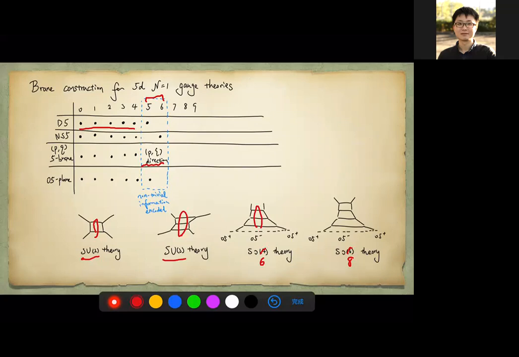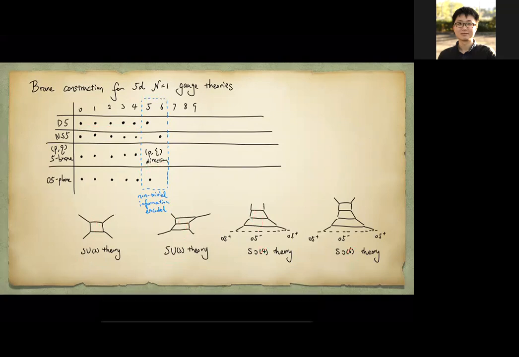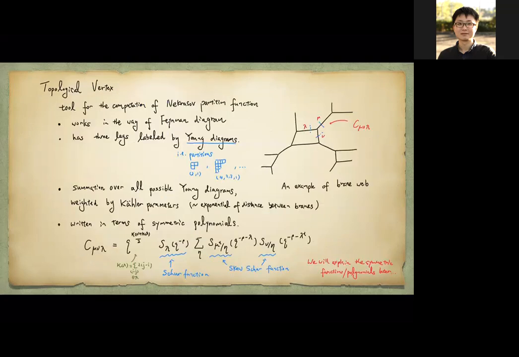I will also explain the diagram for SO odd. We need to do some Higgsing in order to compute the SO odd series in our formalism. And now we go to the review of the topological vertex. It's a tool for the computation of the Nekrasov partition function, and it works like a Feynman diagram.